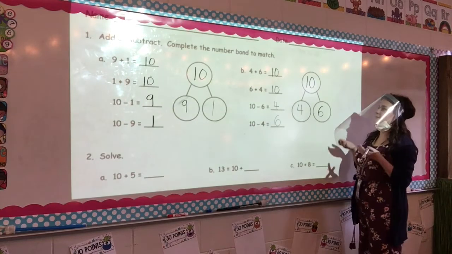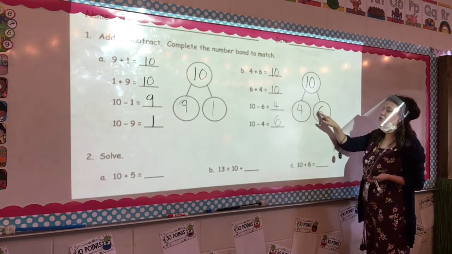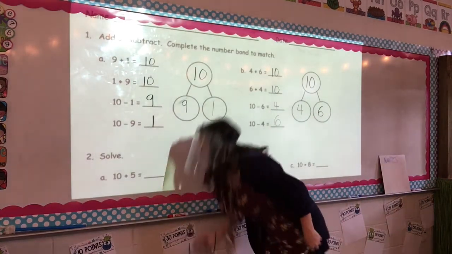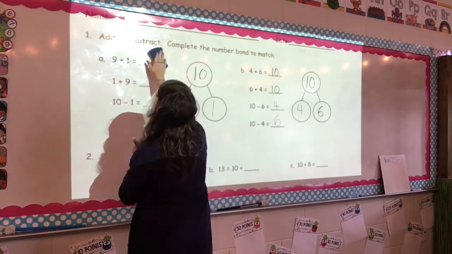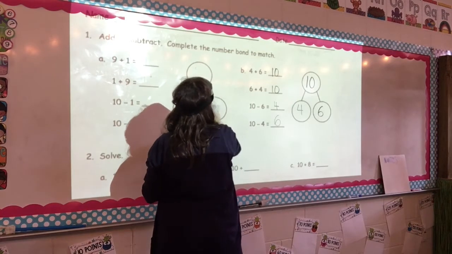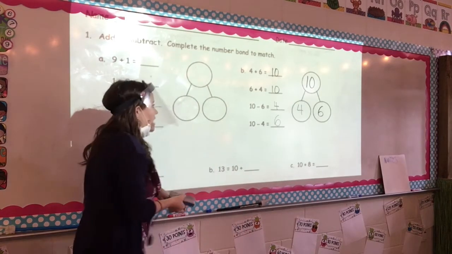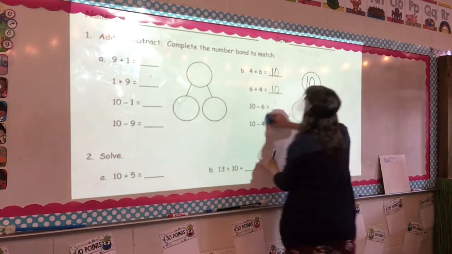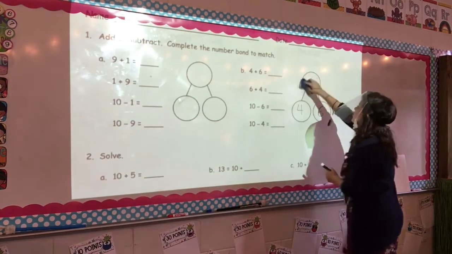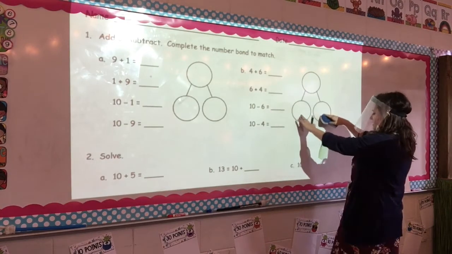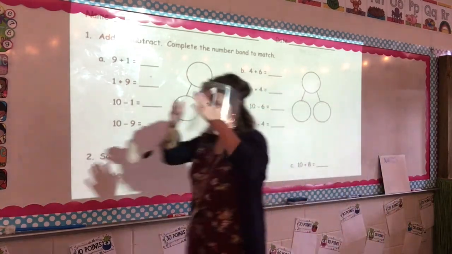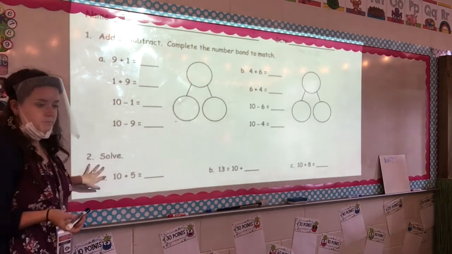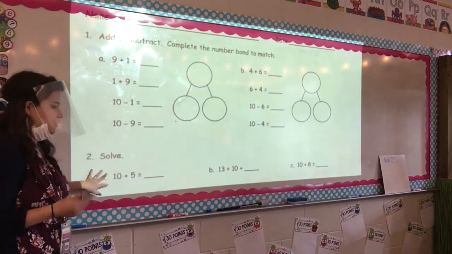Any addition or subtraction problem can be used in a number bond. So I can always fill out a number bond when I'm doing an addition problem or a subtraction problem. In fact, whenever you take your test, it's going to want you to put numbers in a number bond. And it does matter which numbers go where. That total has to be on top, and the two parts have to be connecting to the top.